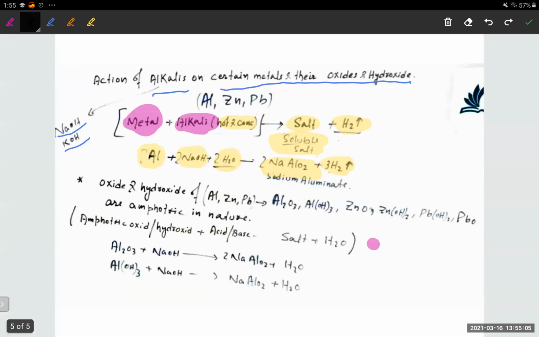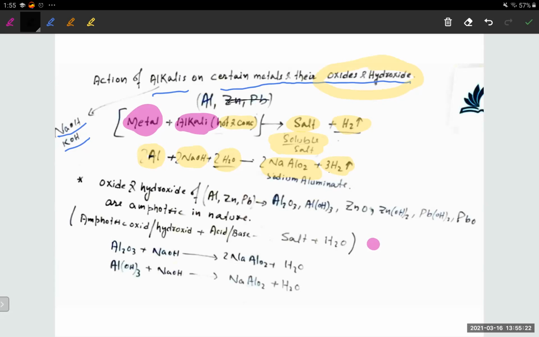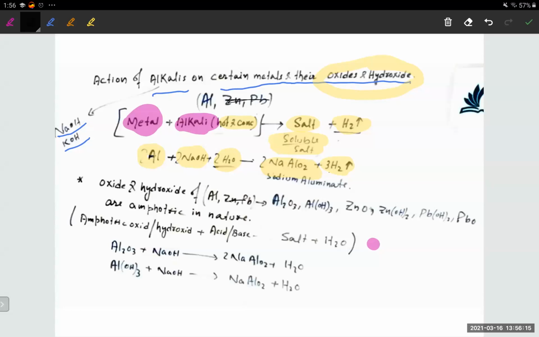Now see, if I take the oxides and hydroxides, like I've said in the heading, of these metals like aluminium, zinc, lead, etc. See, aluminium is there in your syllabus, zinc and lead have been removed. So what will happen when the oxide and hydroxide of aluminium, zinc and lead react? What will be the hydroxides and oxides?